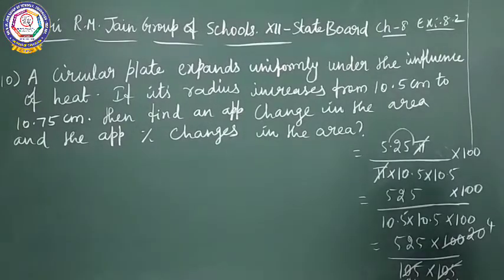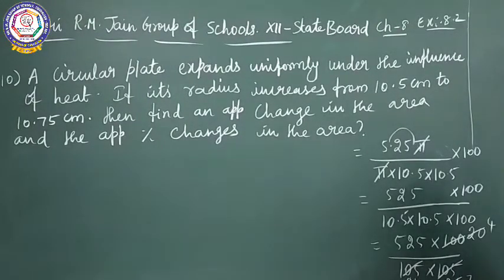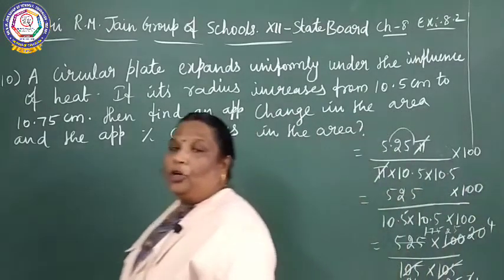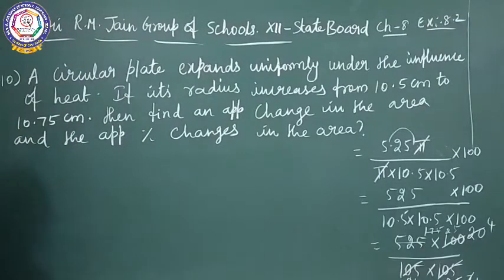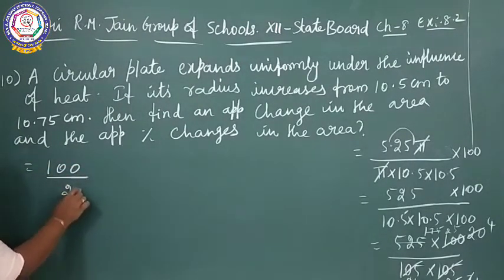7 3s are 21. 175. 7 1s are 7, 7 2s are 14. Balance 3. 7 5s are 35. So 25 into 400. You can do everything in the rough column and check the answer. Okay. See here. So it gives 100 by 21.